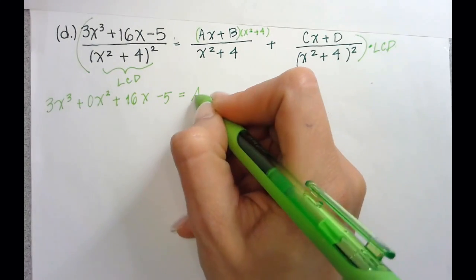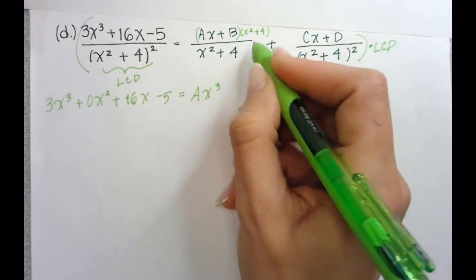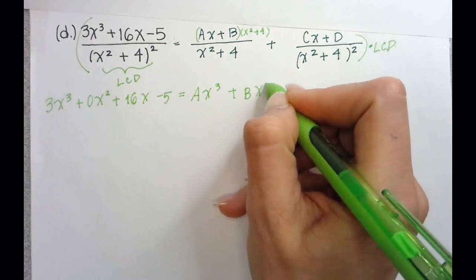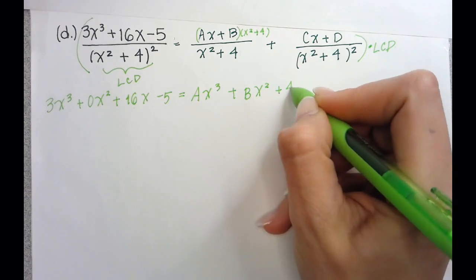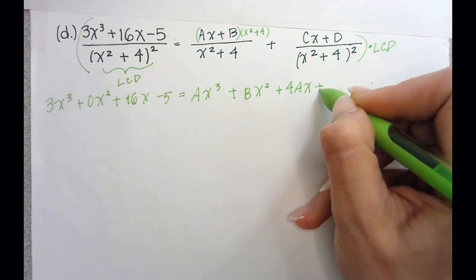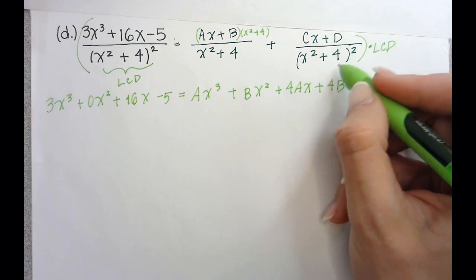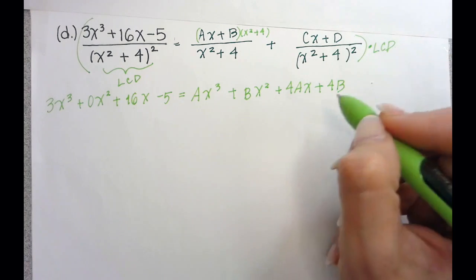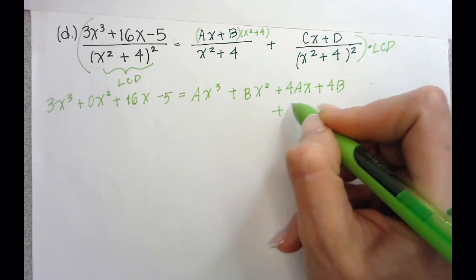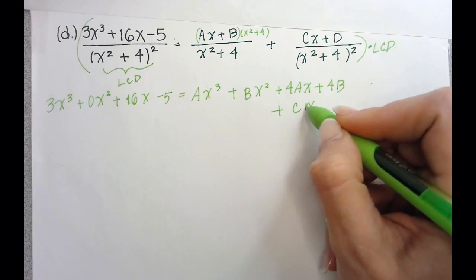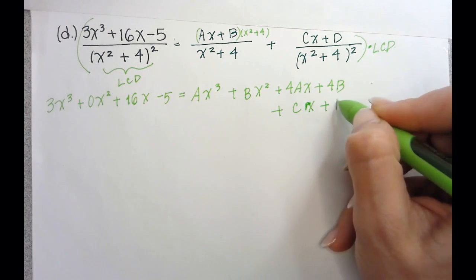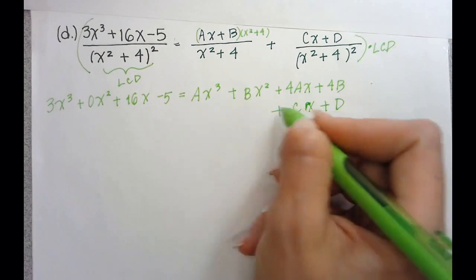Down in this line, I will get ax to the third. I'm going to write the bx squared next, 4ax is next, and 4b. And then here, my x squared plus 4 squared is all going to completely be removed, and I'm only left with cx plus d. So here is my cx's location, sorry, the x is a little weird, and plus d. Ready to go. So this one's pretty quick.